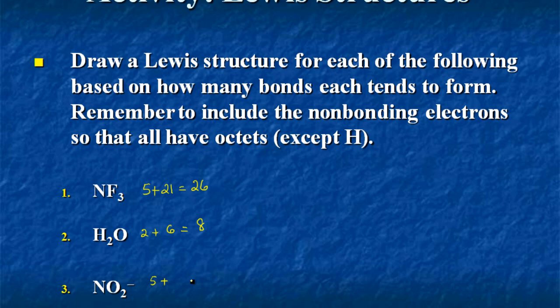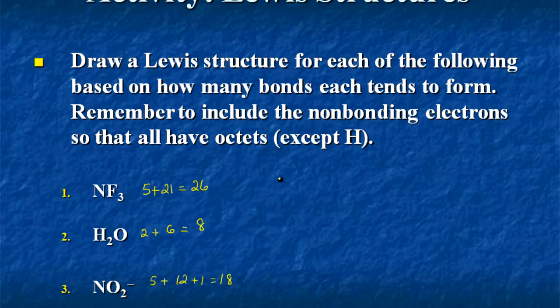5 plus 12. What do we do with the negative charge? For every negative charge, we will add 1. Remember, negative charge come from electrons. We are counting the electrons. So, for every negative charge, you will add 1. Okay, so how many total? 18. Alright, now let's do the structures.